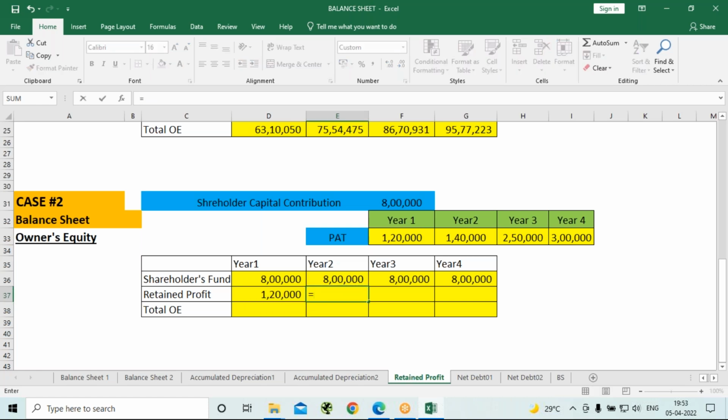plus 1 lakh 20. Yes. So you have to select the previous year profit plus that current year profit also. Good. And the third year will be year 2 profit 2 lakh 60 plus 2 lakh 50. Yes. Then year 4 is 5 lakh 10 plus 3 lakh. Good. And the total owner's equity will be total shareholders fund plus retained profit. Good.